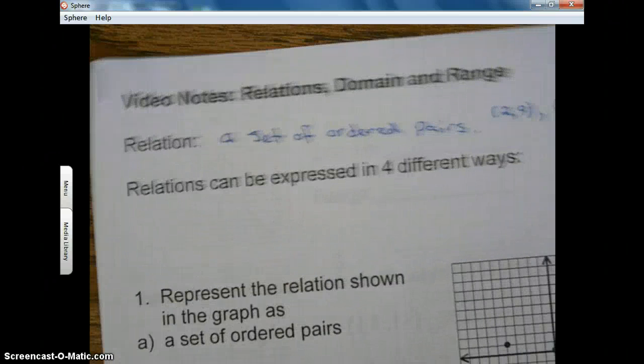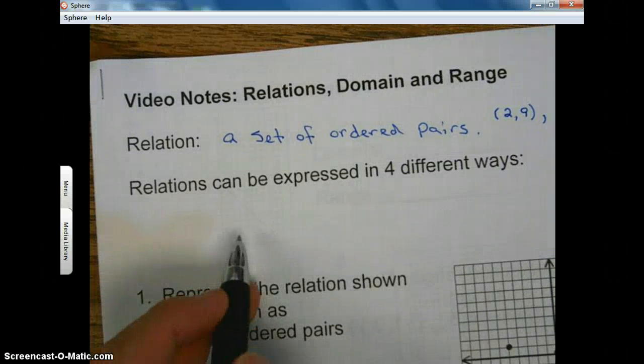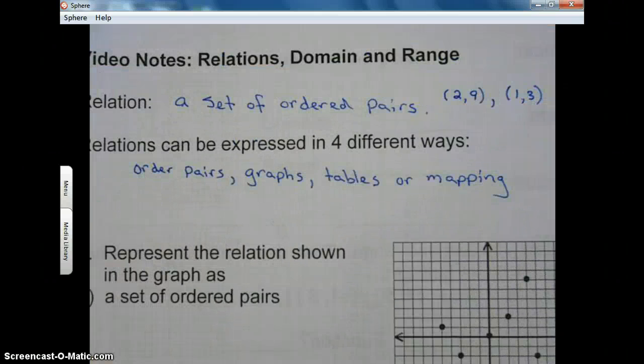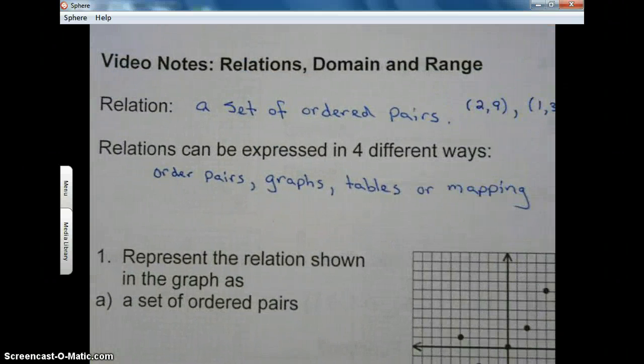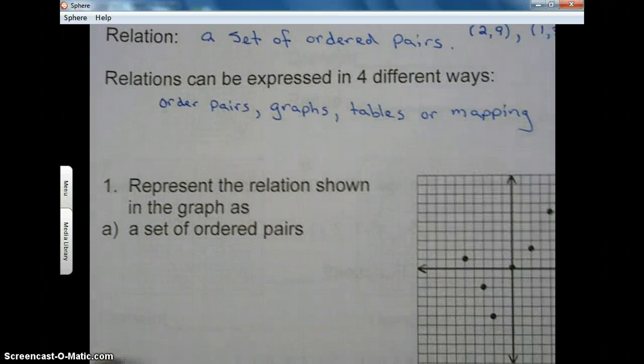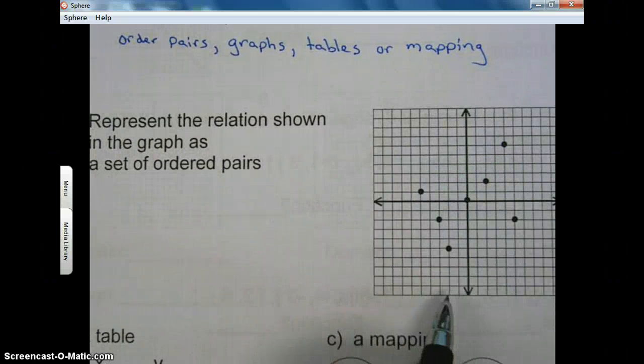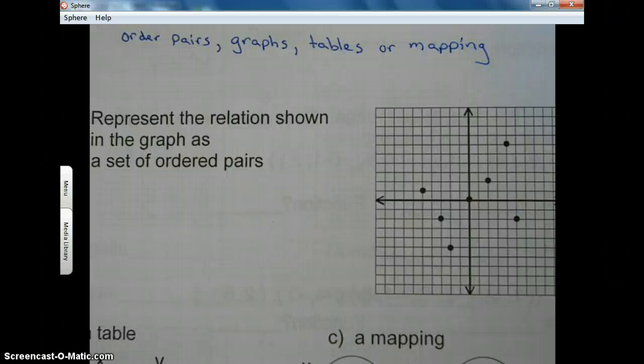Relations can be expressed in 4 different ways. They are ordered pairs, graphs, tables, or mapping. Okay, so let's take a look at each way. First way is ordered pairs. Here we have a whole bunch of ordered pairs, aka coordinates. So let's start off with listing them out here.